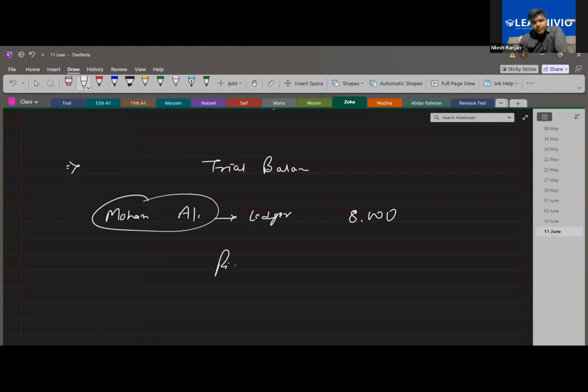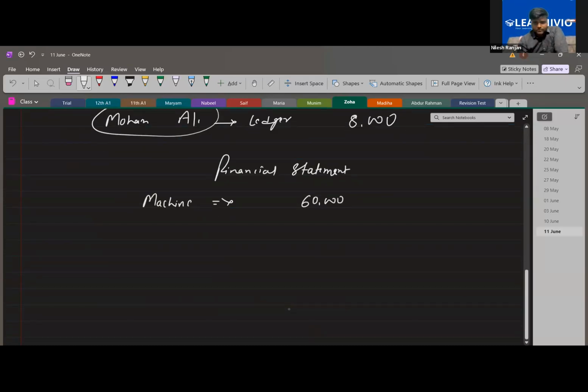Again, let's say you are preparing financial statement. In financial statement, all the income, expenses, assets, and liabilities are written. So let's say there is a machine written. Machine value is 60,000. Now we want to see the detail of that.